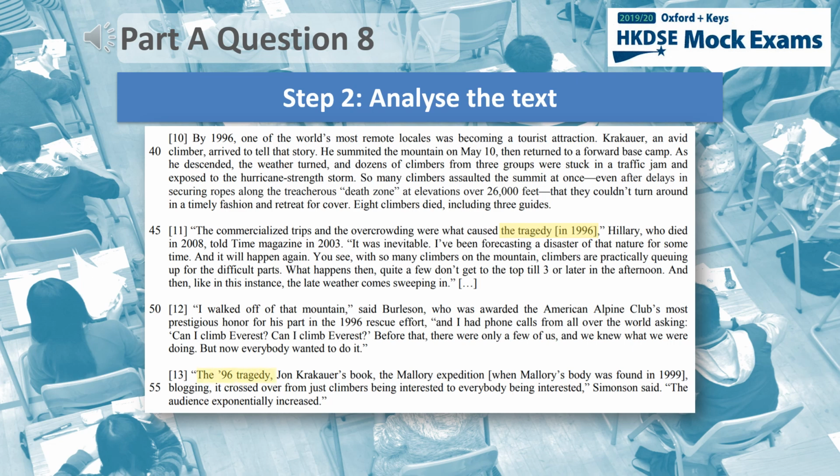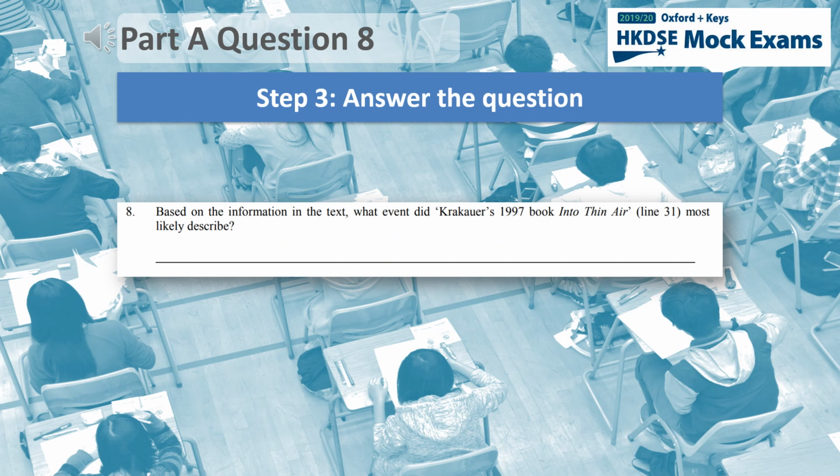This is then immediately followed by John Krakauer's book, which suggests that the tragedy was connected to the book in some way. The answer then must be the 1996 ascent of Everest that Krakauer took part in and the tragedy that occurred on the mountain.